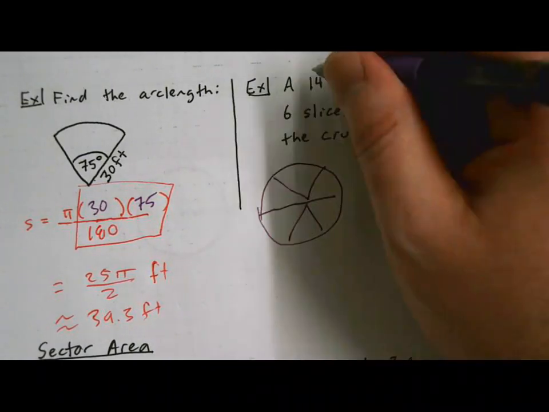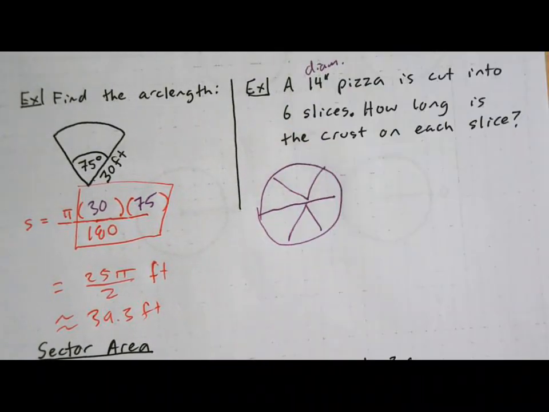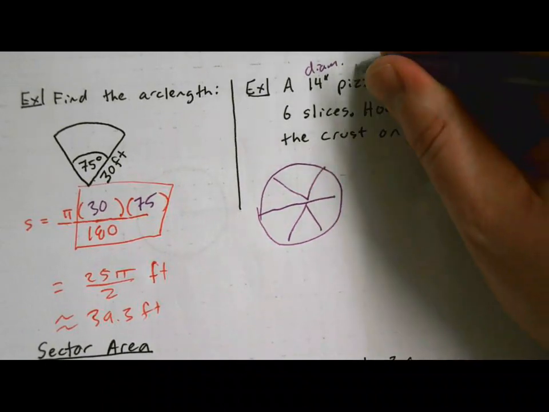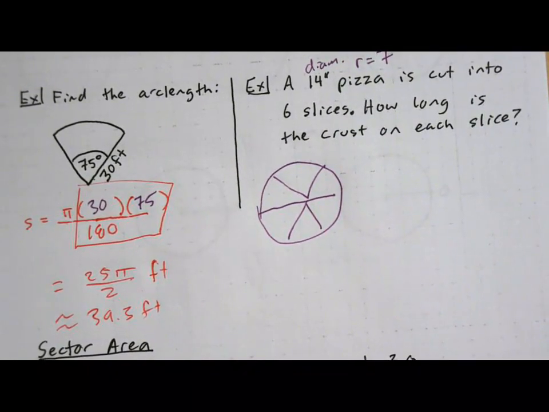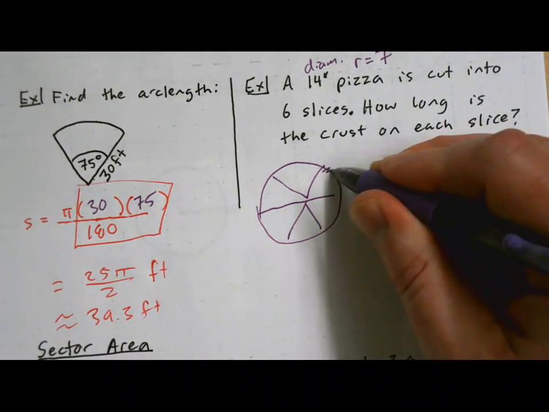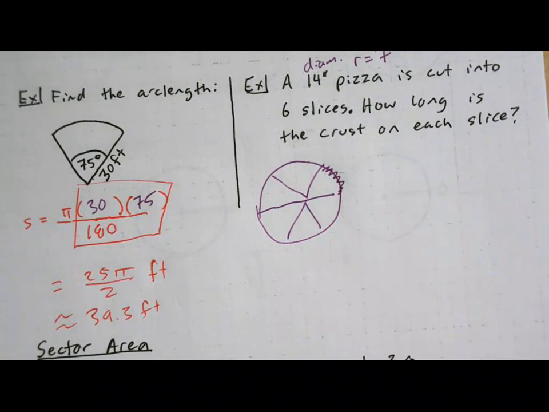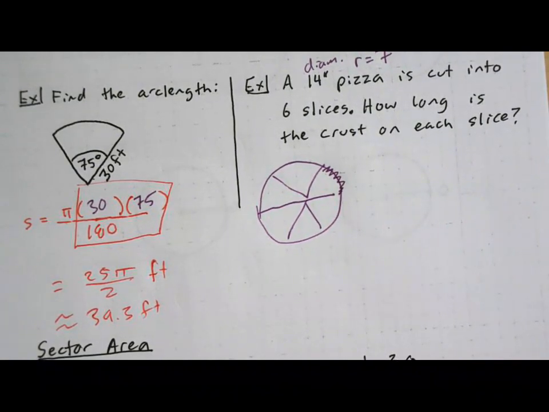14 inches is the diameter. In pizza technology, when they give an inch or whatever, they're talking about all the way across the pizza, which means our radius is 7. Now, guys, we're trying to find the length of one of these slices, just the crust. Let's do this one in radians, okay? I want you to start thinking in radians.